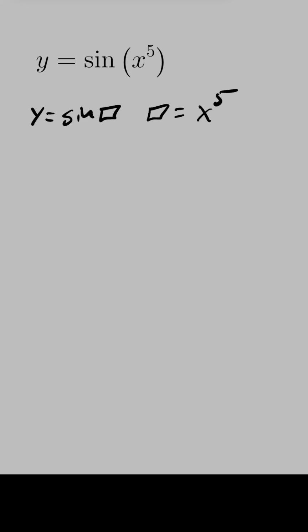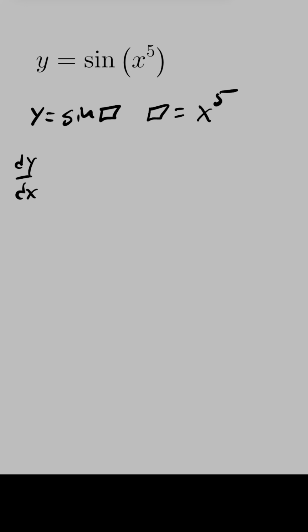Now, if I want to know what dy dx is, because that's really the original problem I was after, the derivative of y with respect to x, that's really the same thing as dy d box times d box dx. Dy d box would just be cosine of box, times d box dx, which would just be 5x to the fourth. Then I'll replace box with what it is, and I end up with cosine of x to the fifth times 5x to the fourth. And that would end up being my dy dx for that function.